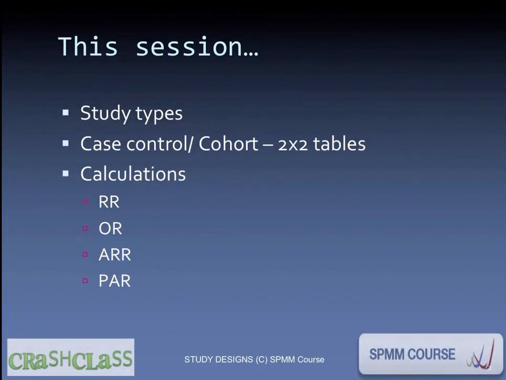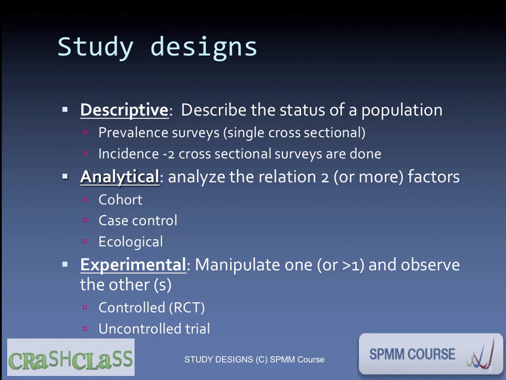So in this session, I'm going to cover study types, and I'm going to go into details of case control and cohort studies and how to make 2x2 tables for those studies. I'm also going to take you through calculations for relative risk, odds ratio, attributable risk, which is also called absolute risk reduction or ARR, and I'm also going to show you how to calculate PAR, population attributable risk. These are common calculations that come up in your exams, paper B, MRC Psych exams. Let's start with study designs.